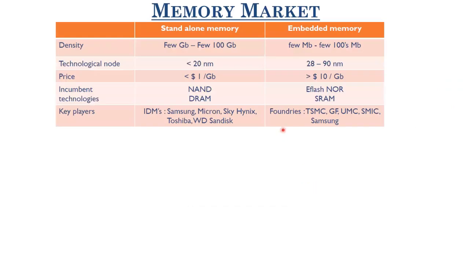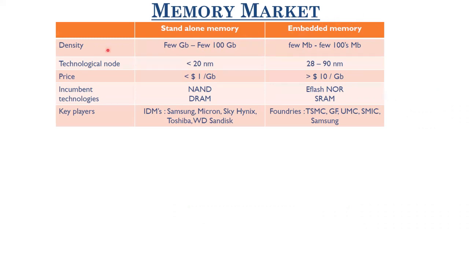Now, let us talk about the memory market. So memory market basically consists of two different commodities. First commodity is standalone memory, and second commodity is embedded memory. As the name suggests, this is embedded memory or on-chip memory. And as the name suggests, this is off-chip memory, right? So what are the properties of these standalone memories and embedded memories?